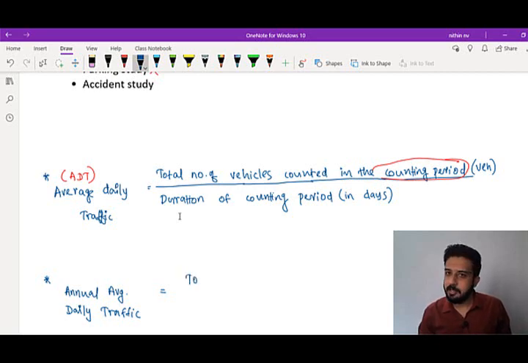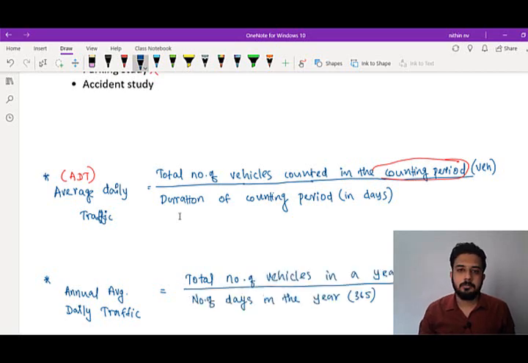Okay. So what can I write as the definition? Total number of vehicles in a year divided by the number of days in that particular year, 365. Okay, so what short form can I put? AADT.